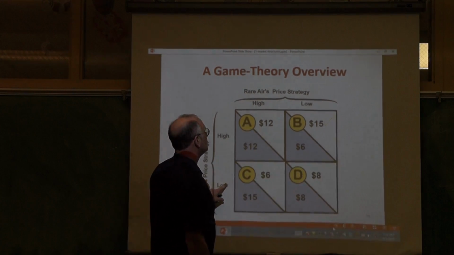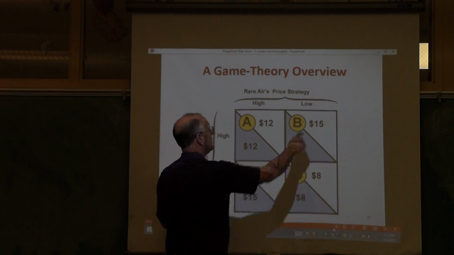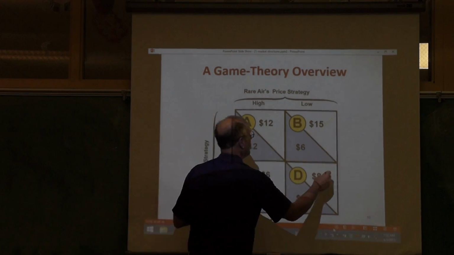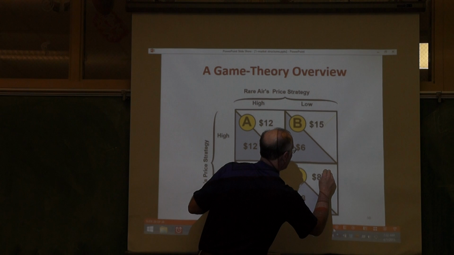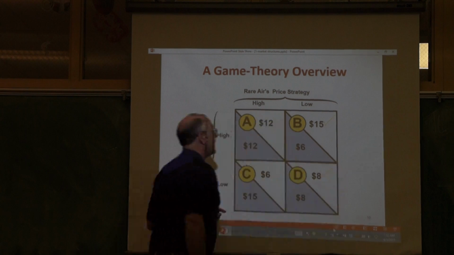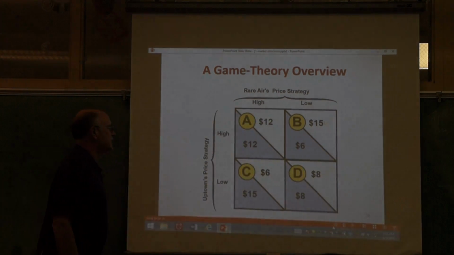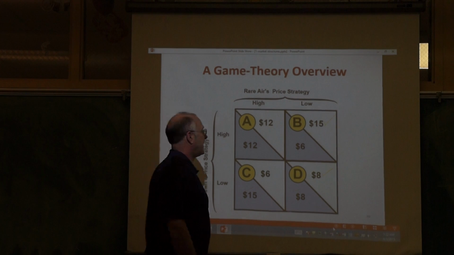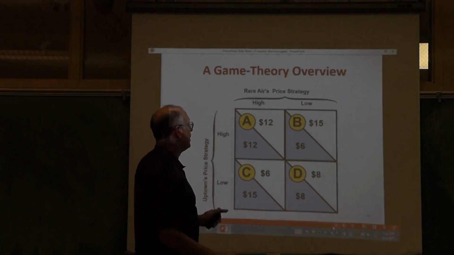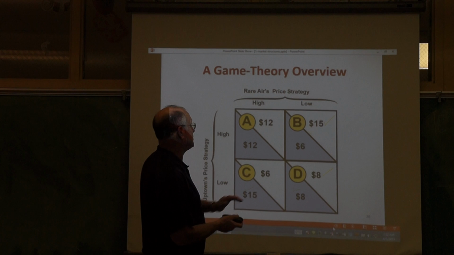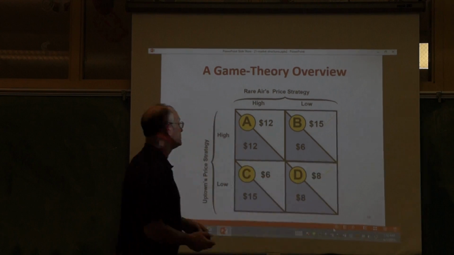If Uptown goes low and Rare Air goes low, Rare Air makes 8. Again, Rare Air's dominant strategy is low. So both their dominant strategies would be back down here as low.